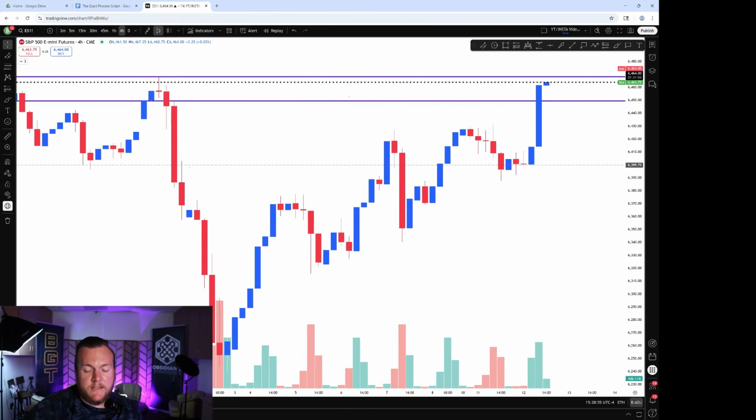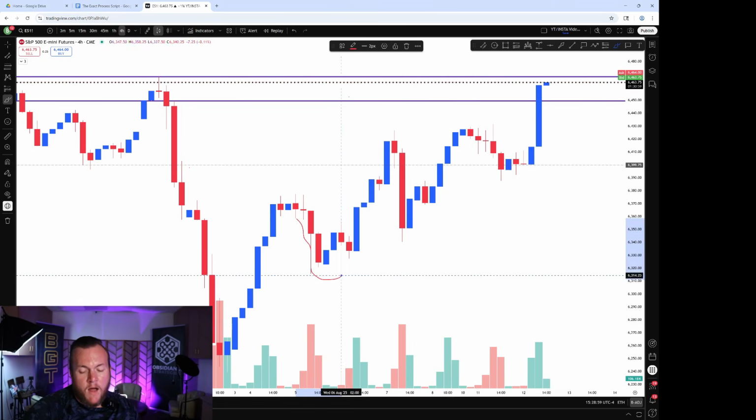Okay, so now I got rid of that supply zone because if you look here next, we didn't sell off. Then notice how quickly we busted through that supply zone. Why did we bust so quickly through that supply zone?